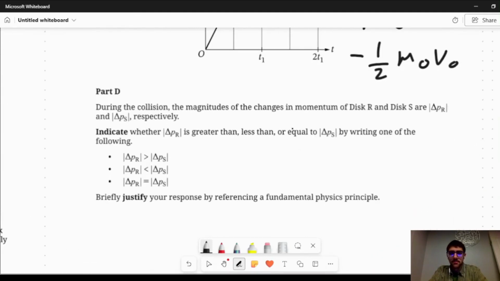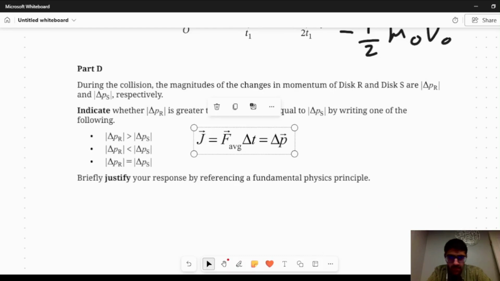During the collision, the magnitudes of the change in momentum of disk R and disk S are delta momentum R and delta momentum S, respectively. Indicate whether the delta momentum R is greater than, less than, or equal to delta momentum S by writing one of the following. So it's asking us what had a greater change in momentum, disk R or disk S, and we have to justify by referencing a fundamental physics principle.